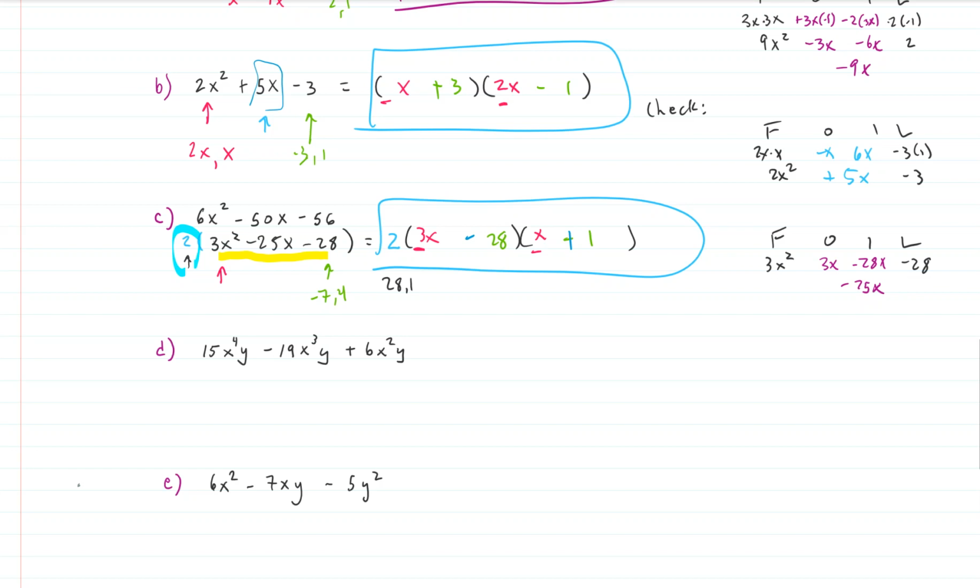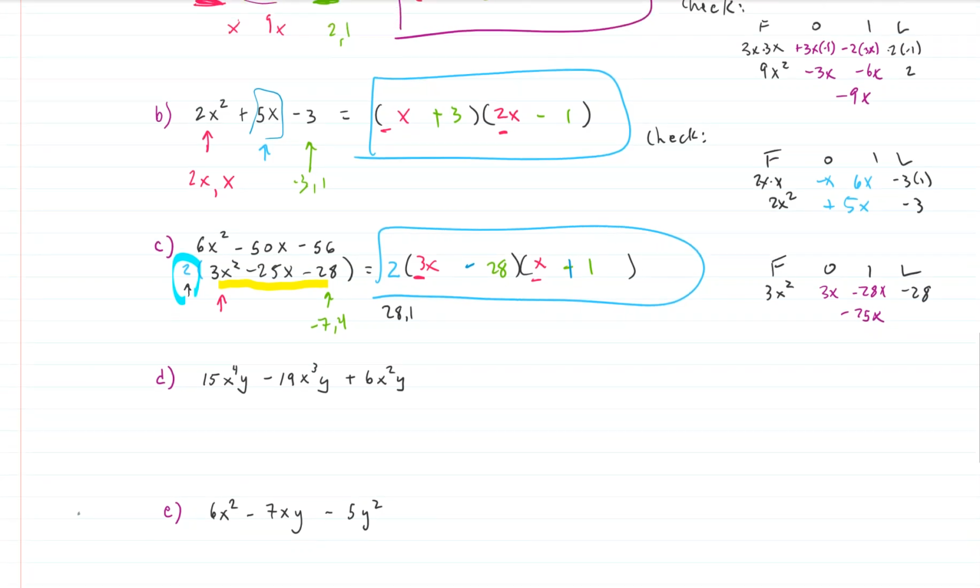As we look at this, is there a number that we can pull out of everything? 6, 19, negative 19, and 15. I don't think so. But we do have an x squared y. Each of those terms has an x squared y. And the polynomial I'm looking at is 15x to the 4th y minus 19x to the 3rd y plus 6x squared y. So let's pull out an x squared y from everything and see what that leaves us with.